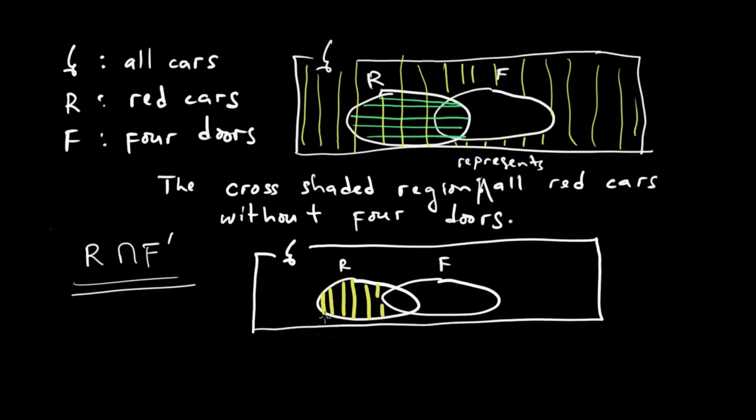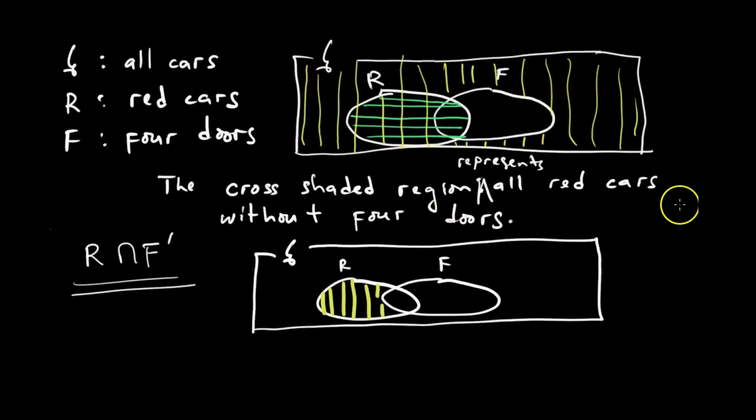So through logic and reasoning, you get to this answer, just internalizing the information and starting to imagine it. R represents red cars, F represents cars with 4 doors. But the question says we shade the region with red cars without 4 doors. That means we have to avoid the intersection, because the intersection means red cars that have 4 doors. So if we avoid that and shade inside the set of R, we will have found our answer.